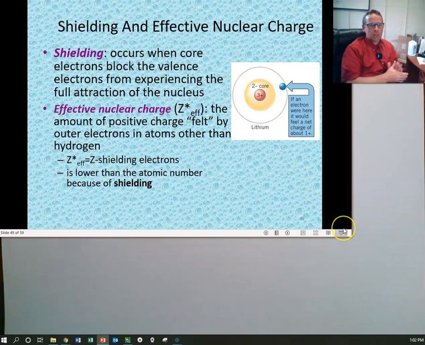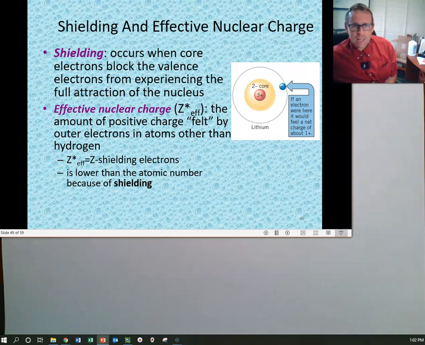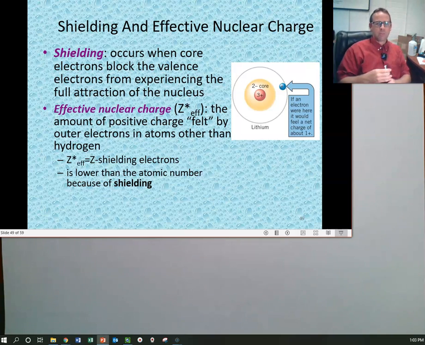So now we're going to talk about a concept called effective nuclear charge, or shielding, and the size of a given atom, okay? Now, the size of an atom is related to the electrons that are farthest away from the nucleus, okay?